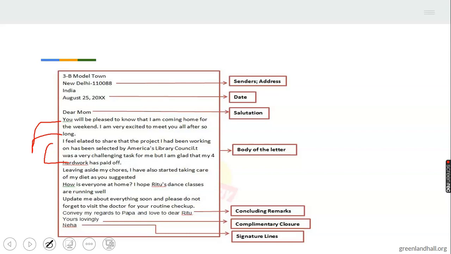Leaving aside my chores, I have also started taking care of my diet as you suggested. Now, this one is about activities, projects. This one is about his personal development. He says he's on a diet now.